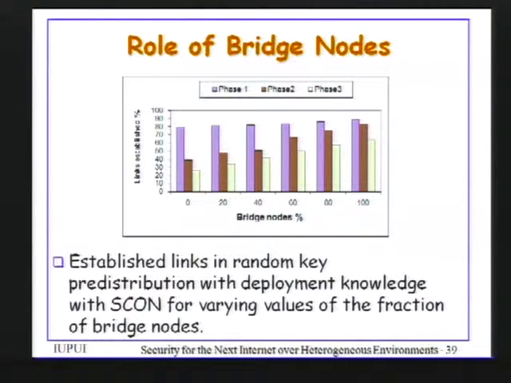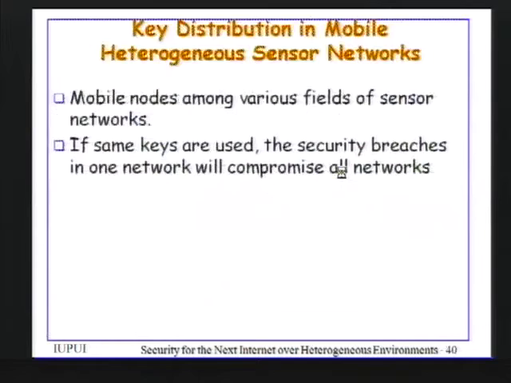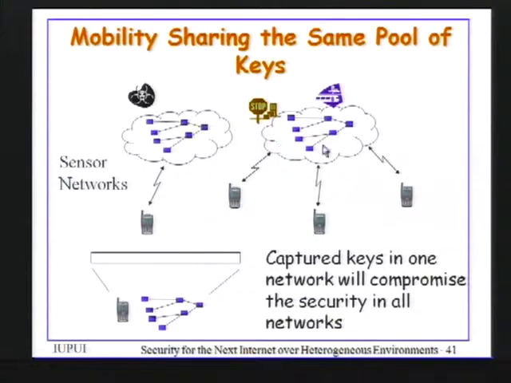Now here we analyze the role of bridges, these intermediate nodes, and the more bridges you have, the better connectivity you can get. That's obvious. Now let me move to another scheme, which is when you have a combination of fixed nodes and mobile nodes. It could be a situation like this. You have sensor nodes which gather information, and then you have some mobile nodes like cell phones which go and get this information. Again, how to build the security?